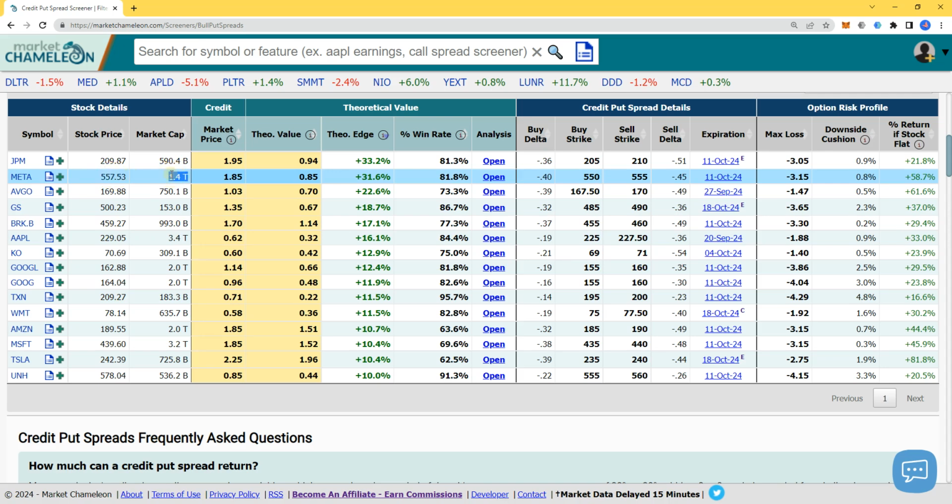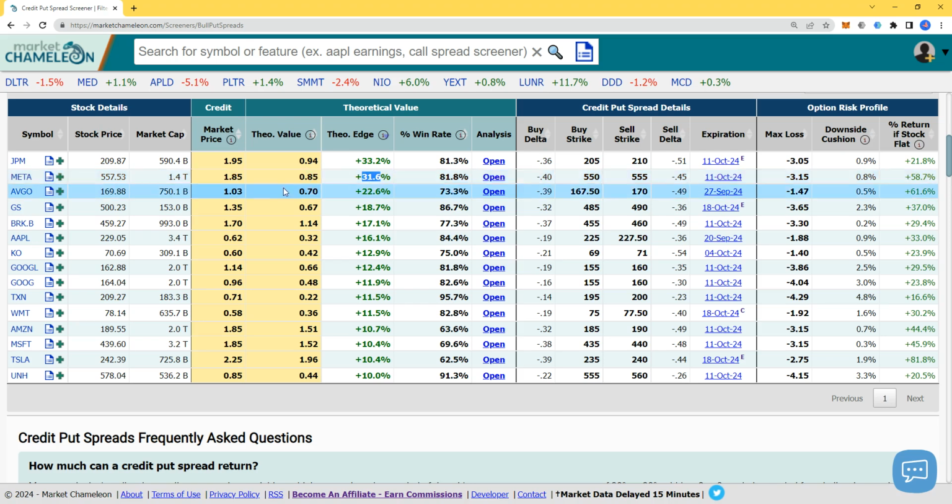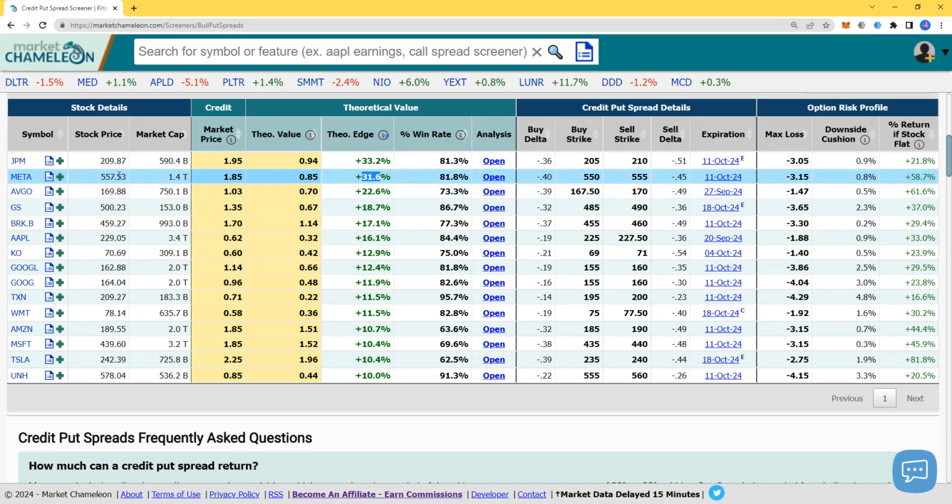557, 1.4 trillion Meta. 31% edge. Okay, we're gonna go back to those numbers, but it tells you to sell the 555 and buy the 550. Look at this, assuming you are bullish. Again, put credit spread, you are bullish and you assume things will keep going higher, stay the same, or go down a little bit up to your sell strike price.